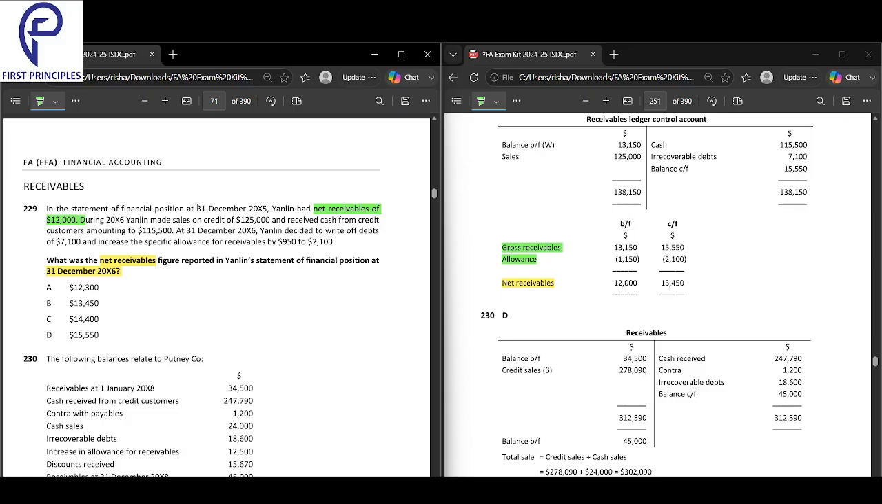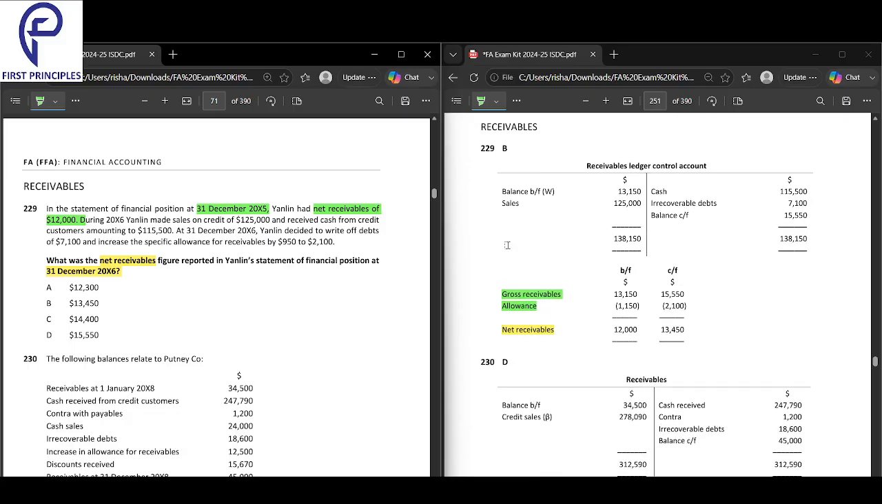That is as of 2005, and we need to find the amount as of 2006, right? So this is the opening of that year, which was 12,000 on 31st December 2005. In the question, on 31st December 2005, we have the value of 12,000. We have the opening receivables for question 229 of 12,000. Okay, this is the first thing.